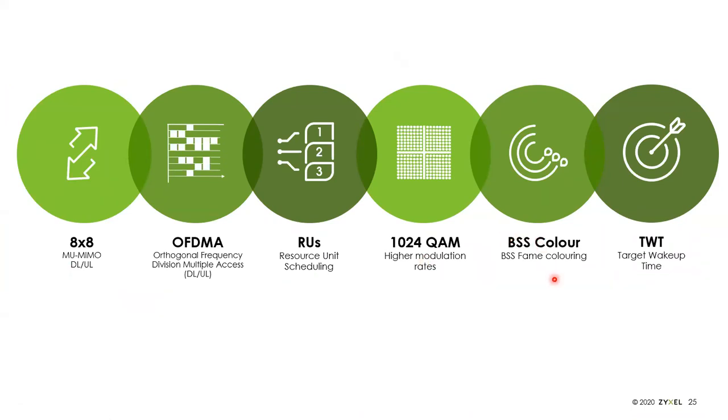Something called BSS color coding allows you to have access points and devices in range of each other on the same channel, and the packets are tagged in such a way that a device knows if those packets are intended for it. And there is more efficient use of energy savings when it comes to your mobile devices.